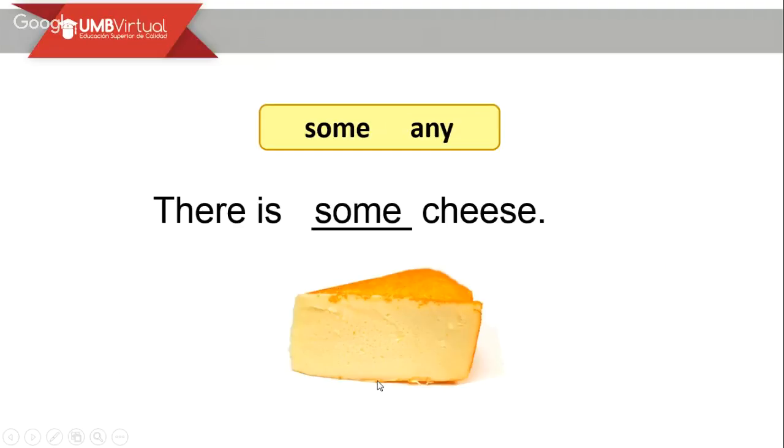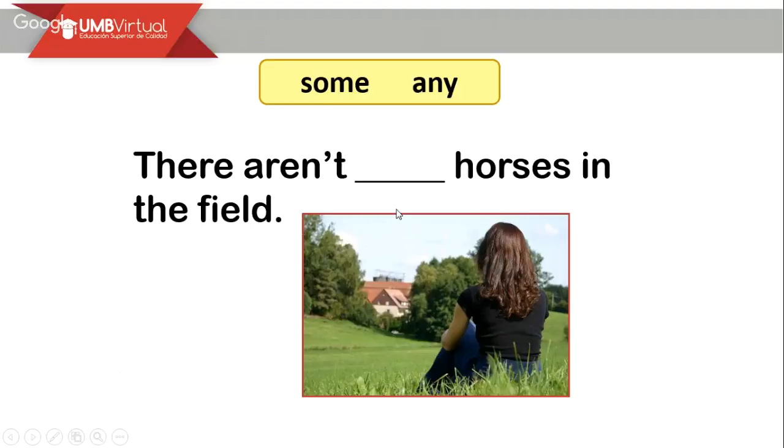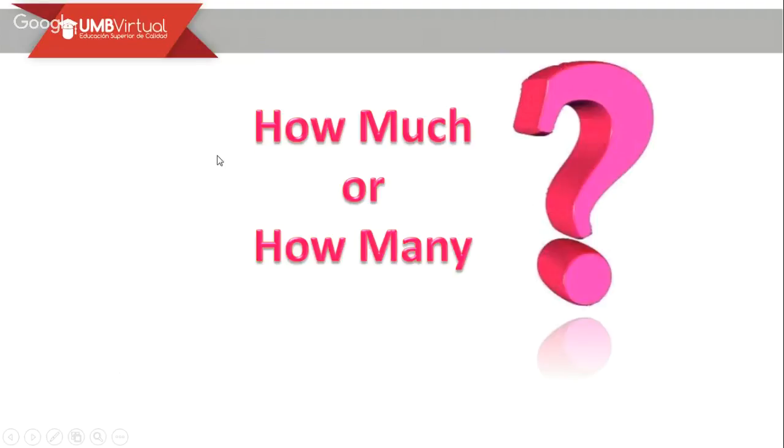Si como tal en la diapositiva no hubiera ninguna imagen relacionada al queso, pondríamos any. Pero como sí lo tenemos, vamos a poner some. There aren't any horses in the field. Because it's a negative sentence, we have to use any.